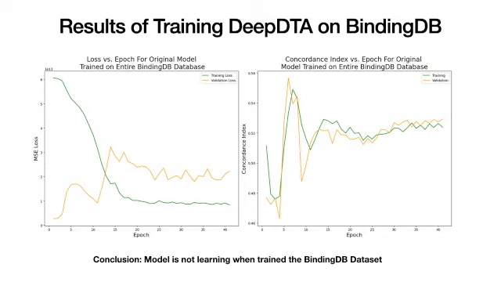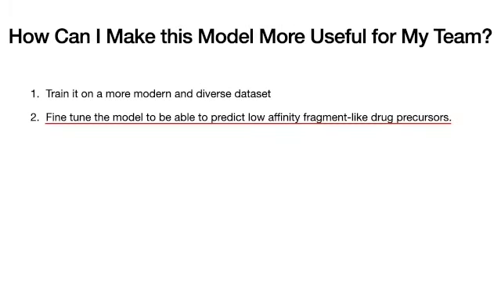I have a lot of ideas as to why this is happening, but unfortunately, due to limited time, I could not explore these, but I'm still very interested in this problem. In addition, the concordance index is right around 0.5, so no better than random guessing. So from that, I moved on to my second question that I wanted to explore, which was, could I fine-tune the model to a more specific task of predicting low-affinity fragment-like drug precursors?